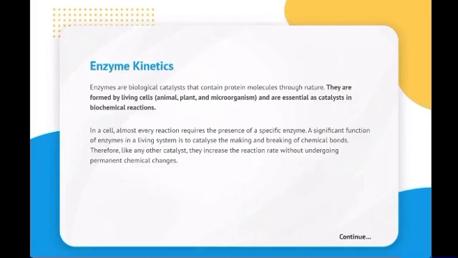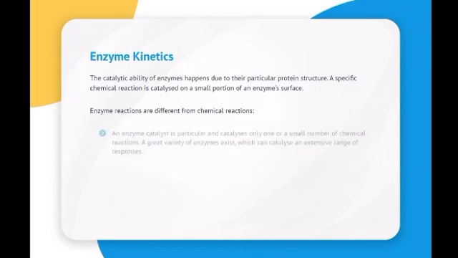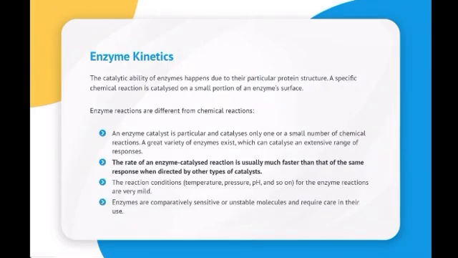Therefore, like any other catalyst, they increase the reaction rate without undergoing permanent chemical changes. The catalytic ability of enzymes happens due to their particular protein structure. A specific chemical reaction is catalyzed on a small portion of an enzyme surface. Enzyme reactions are different from chemical reactions.